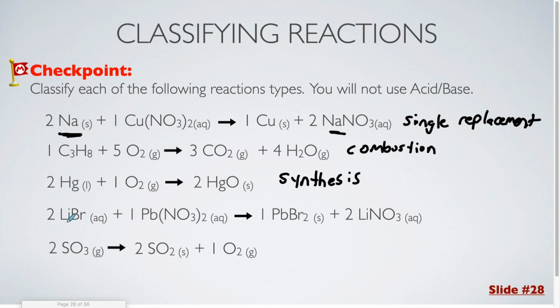In this example, I have 2 compounds. It looks like the lithium and lead are going to switch places here because lithium is next to the nitrate at the end and lead is next to the bromine at the end. So since I had 2 compounds and the ions switched within them, that would be a double replacement.